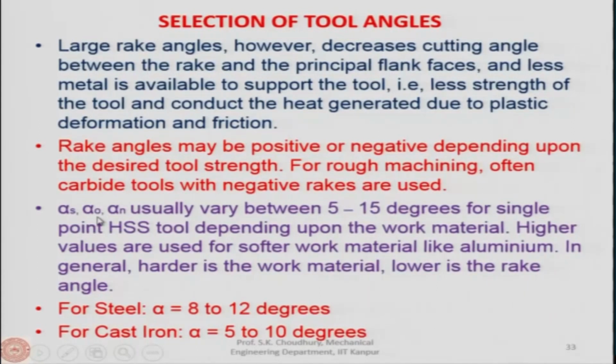Now, side rake, orthogonal rake and the normal rake usually vary between 5 and 15 degrees, okay, for a single point HSS tool. Now, of course, this range is quite a wide range, like 5 to 15. So, now it depends on the work material. For example, if the work material is hard, okay, then of course, you need more force and the tool has to be stronger. In that case, you understand the rake angle has to be less, okay.